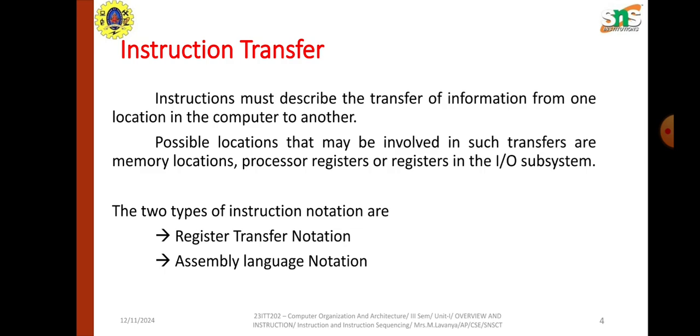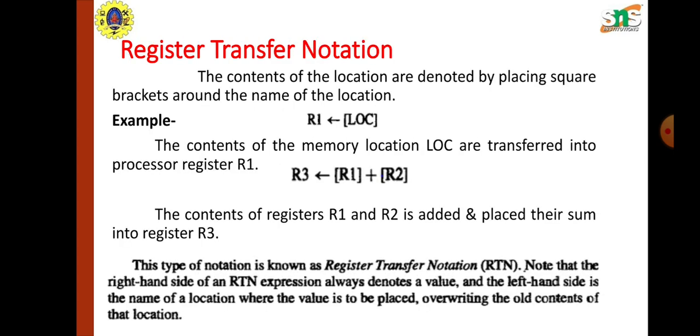The transfer of information is possible only when it involves transfer between memory locations, registers and IO devices within the system. So these are the major three components where the transfer will be taking place. And there are two types of instruction notations, that is register transfer notation and assembly language notation. Let us see about these two types in brief.